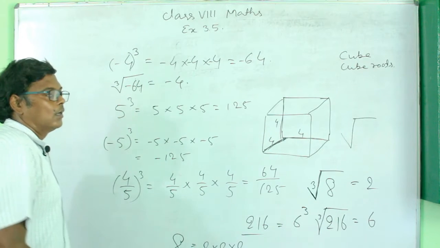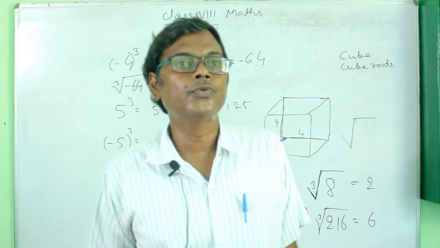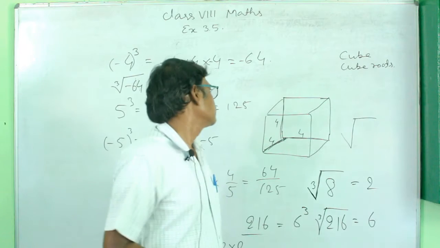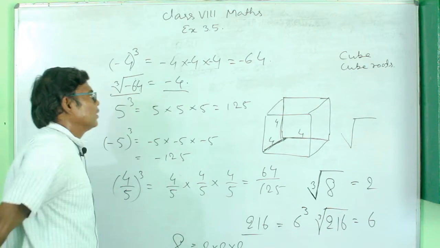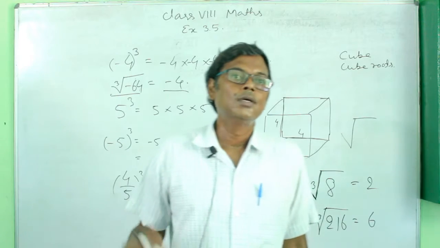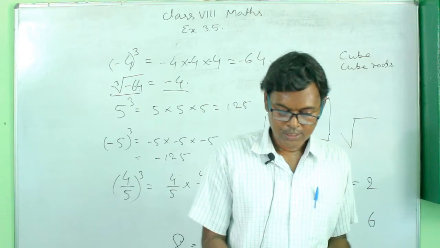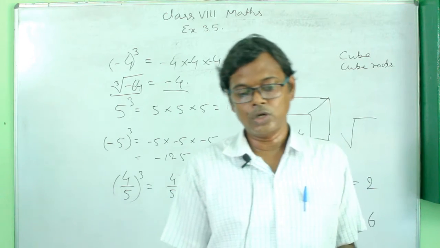So here, when you have a negative number, the cube root of a negative number will be a negative number. Remember this: the cube root of a negative number is a negative number, and the cube root of a positive number is a positive number. So this is the cube root of this number.